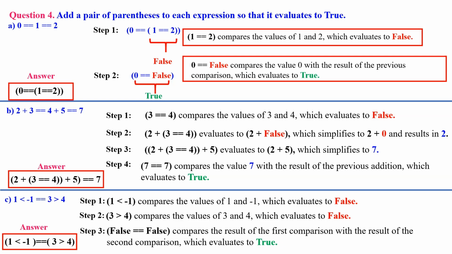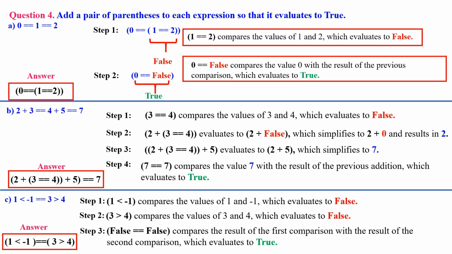Therefore, the correct expression with parentheses, (0 equal to (1 equal to 2)) and another close parentheses, evaluates to true, and that is the answer. Question B. 2 plus 3 equal to 4 plus 5 equal to 7.